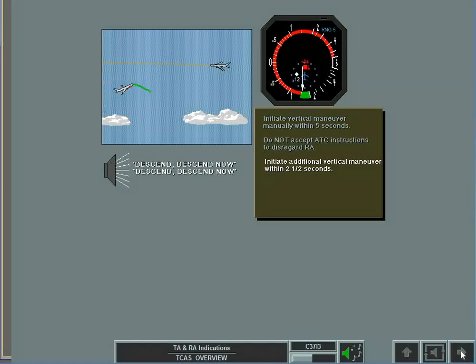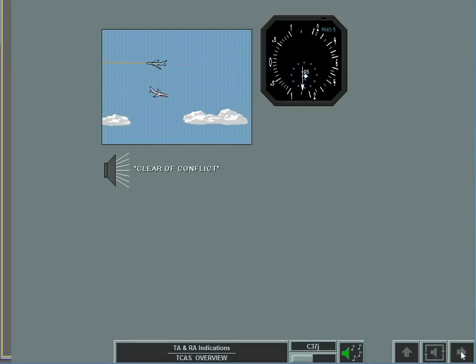Descend. Descend now. Descend. Descend now. This is a reverse action RA, commanding you to reverse your vertical maneuver from climb to descent. Fly to the green, at least 1,500 feet per minute down. Initiate within 2.5 seconds.